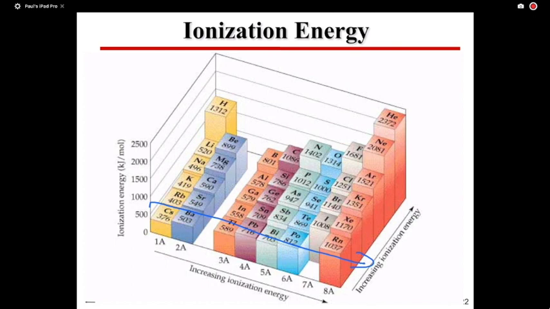Okay? And as I go from the bottom to the top, it costs me more. Now, that'll answer the questions on the exam, okay? Knowing that trend. Because I'll give you 4 different atoms, and I'll tell you which one has the least, which one has the most. You should be able to do that using these trends. But let's talk about why.